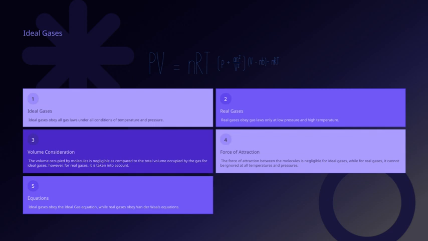Now, regarding volume in ideal gases, we assume that the volume occupied by the molecules themselves is negligible compared to the total volume of the gas. But for real gases, we actually need to take that into account because the size of molecules impacts how the gas behaves, especially under high pressure. Lastly, remember that ideal gases obey all the gas laws under any condition of temperature and pressure, making them a useful model for many situations, even if they don't perfectly match real gases in all cases.